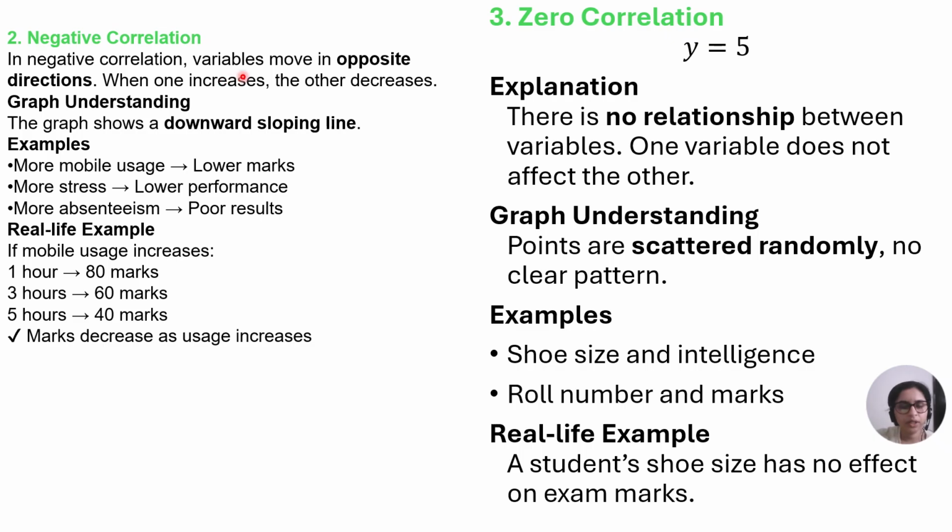Then negative correlation, variables move in the opposite direction. When one increases, the other decreases. The graph is a downward sloping line. More mobile usage, lower marks. One is increasing, more mobile usage, and marks are decreasing. Then zero correlation, there is no relationship between the variables. One variable does not affect the other.